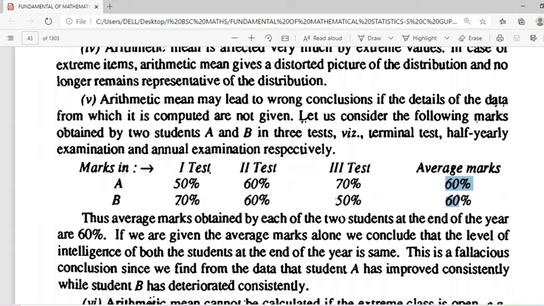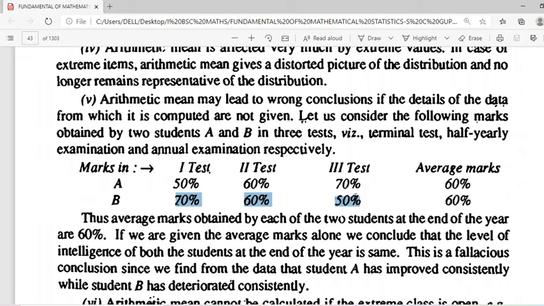One student's marks go from 50 to 60, 60 to 70. That means he has improved much by studying during the semester. Now what is the behavior of the second student? His marks are going down. He's not improving. So who will have more intelligence?